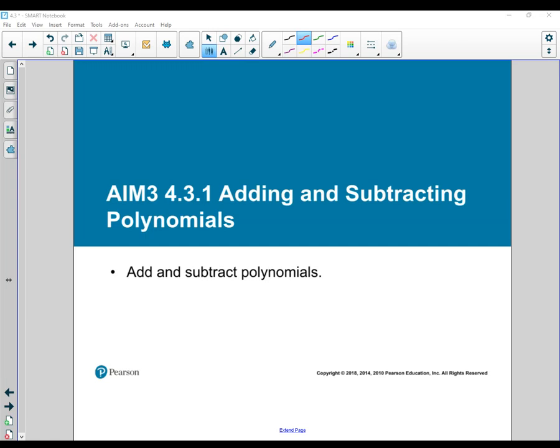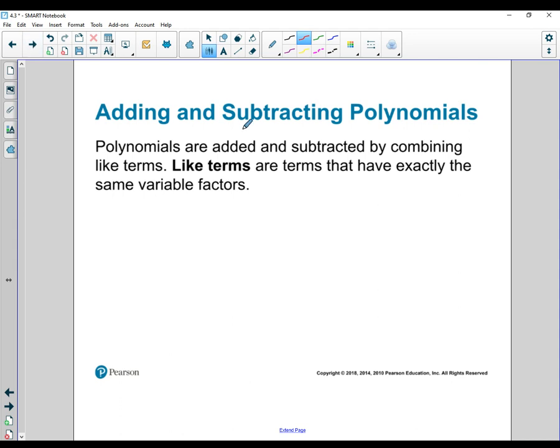And the first way to start is just adding and subtracting them, which doesn't sound like a big deal, and I don't really think it is. So, polynomials are added and subtracted by combining like terms.